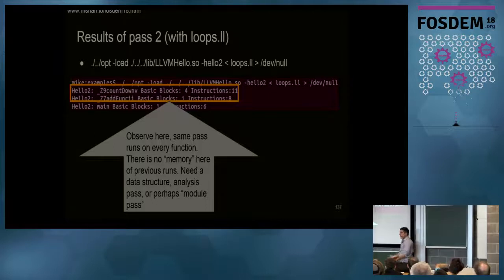And again, as a reminder what the function pass is doing, it's running on each function individually. It doesn't know about the other functions. So I didn't need to reset variables or anything like that. So if I want to sort of store what information there is about other functions, I need to write my own data structure for that, which you can do.